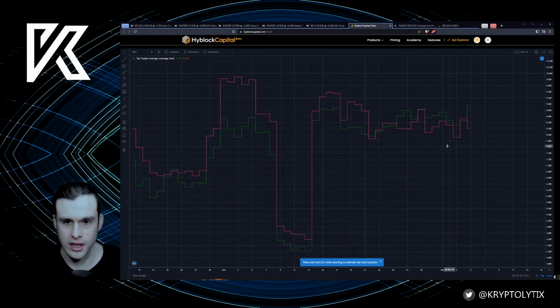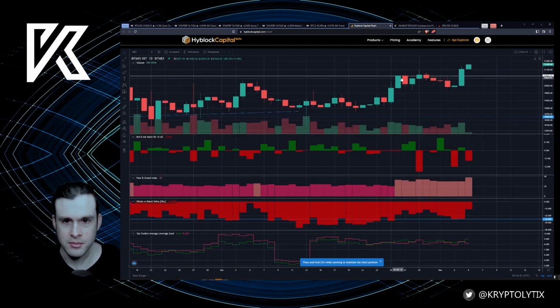First off, I'm looking at the top traders' average leverage used. So top traders are starting to really open up longs, and this to me was a very bullish signal. As soon as I saw this flip above, back here, I saw that as a pretty bullish signal, although we did break out of this range here. We're at the top of the range, a breakout of the top of this range. Top traders on this candle started going long. So that to me was quite a bullish signal.